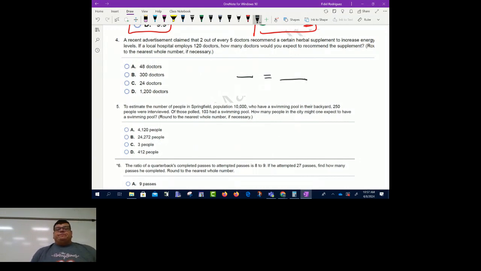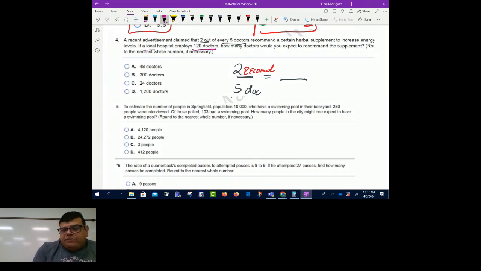That's going to be my first step. Now, look what they say here, y'all. 2 out of every 5 doctors recommend a certain herbal supplement to increase energy. If a local hospital employs 120 doctors, how many doctors would you expect to recommend a supplement? So look, y'all, there's 2 out of 5 docs, and those 2 are the ones that recommend this supplement. Okay. Now, the hospital, y'all, has how many doctors?